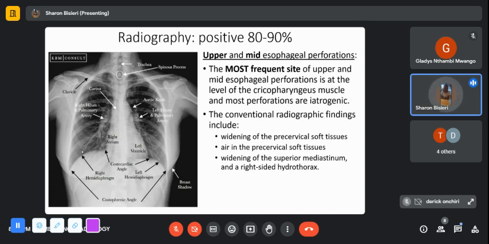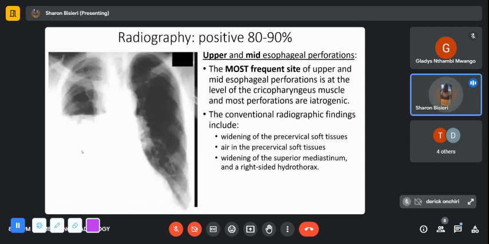So some of the signs that we'll be able to pick out on radiography include widening of the pre-cervical soft tissues, and this will be best appreciated on a lateral radiograph. You can also have air in the pre-cervical soft tissues and widening of the superior mediastinum, which you've seen how a wider mediastinum looks like, with a right-sided hydrothorax.